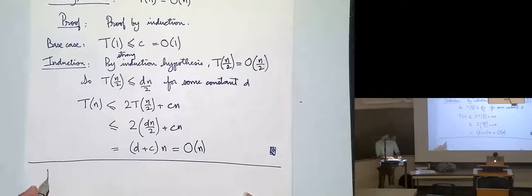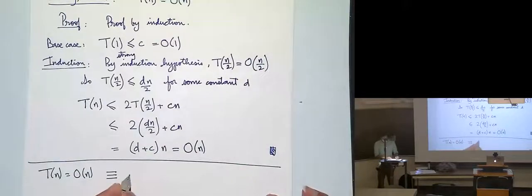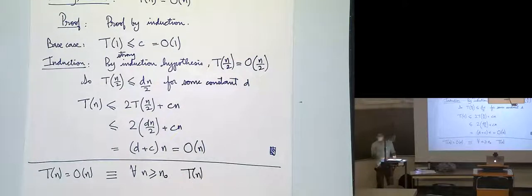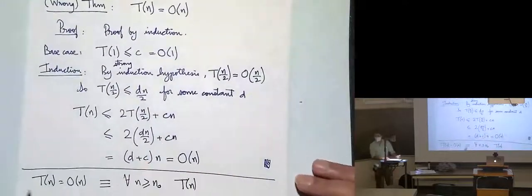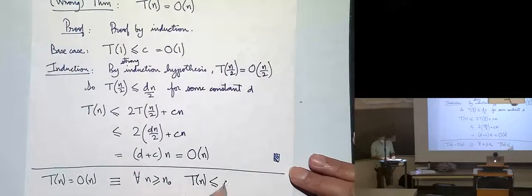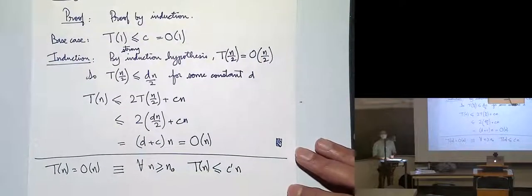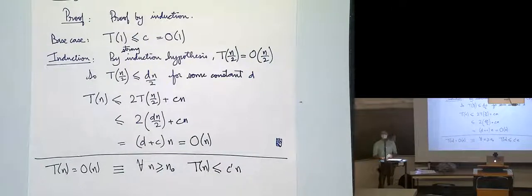Okay, so say that again. So let's just say T of n is equal to O of n. Equivalent. That means for all n greater than n0, the number of operations is less than c times n. Okay, so c times n. Let's not use c because we use c for this. Let's use a different constant. Let me call it c prime. Right, good. Now do you see the problem?